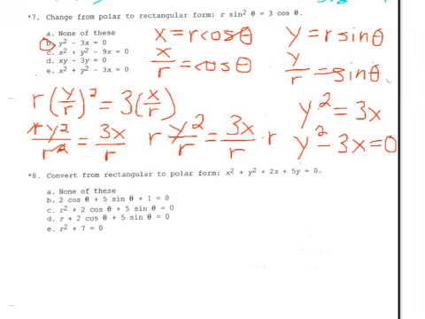Moving on down to number 8, we are converting the other way. We're going from rectangular to polar. So we definitely want to remember the two equations from above, and we want to remember that x squared plus y squared equals r squared. So we can turn x squared plus y squared into an r squared.